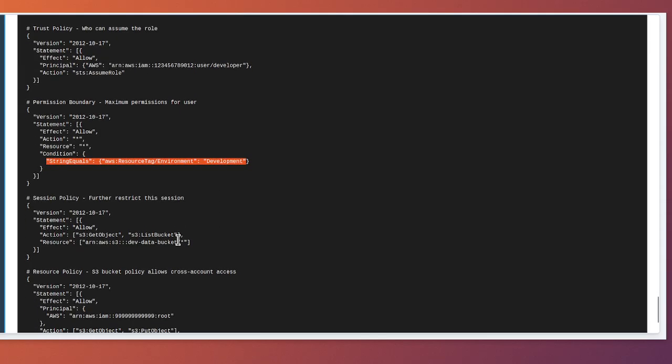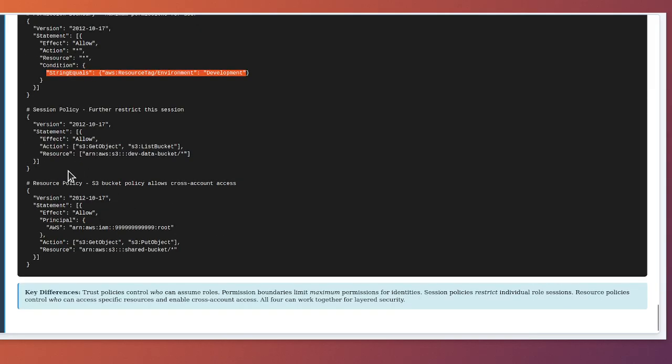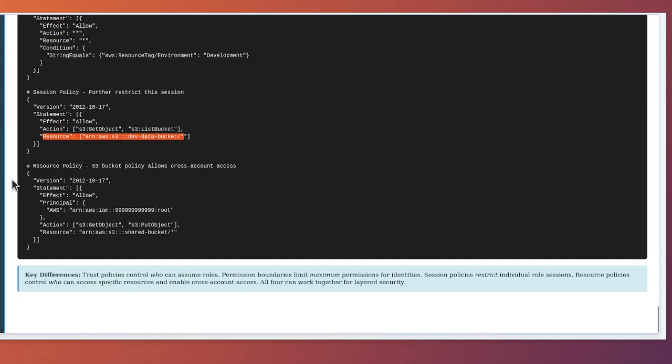The third block is a session policy further restricting to read-only S3 operations. The action field only includes s3:GetObject and s3:ListBucket, and the resource field limits access to a specific bucket named dev-data-bucket. The fourth block shows a resource policy, specifically an S3 bucket policy, that allows cross-account access.